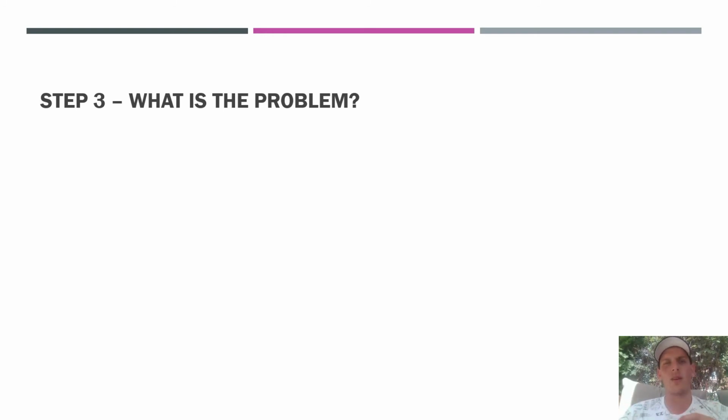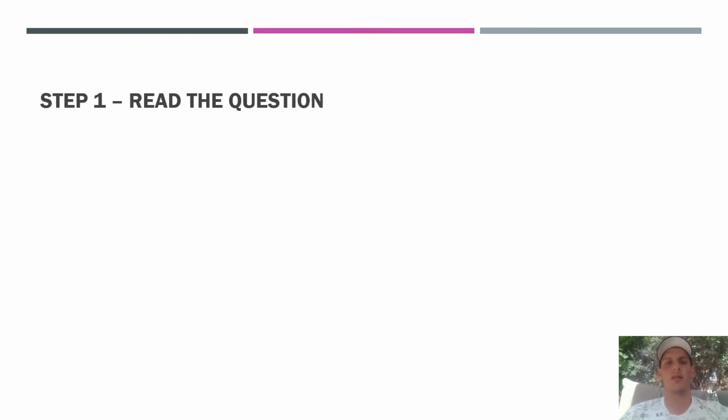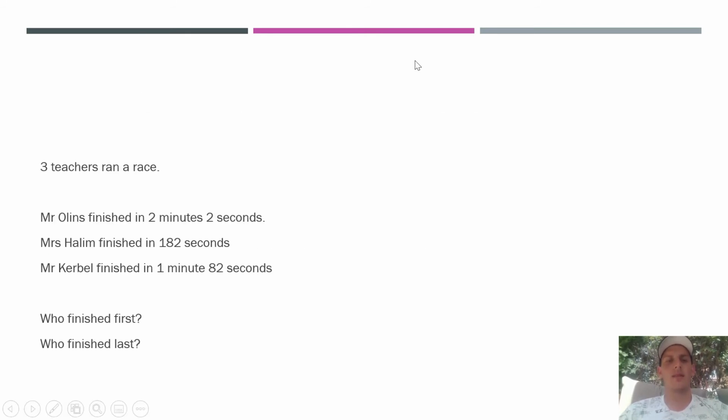Please pause the video, write down what you think the problem is, and then press play when you are ready to continue. Excellent, welcome back. So what is the problem? The problem is that the times are in different units of measurement. If you look here, these are in minutes and seconds, these are in seconds, these are in minutes and seconds. The problem here is that we've got minutes and seconds, so it's hard to compare them.